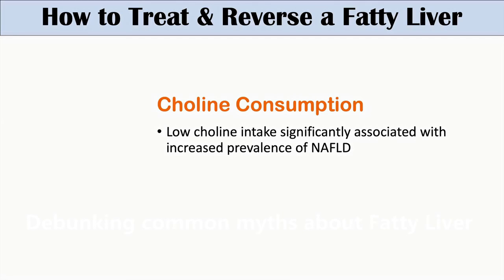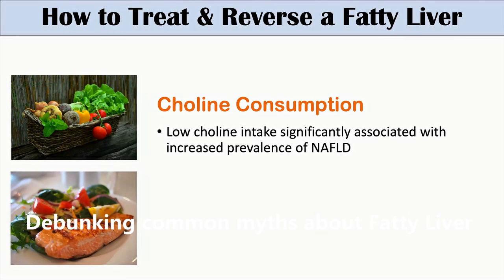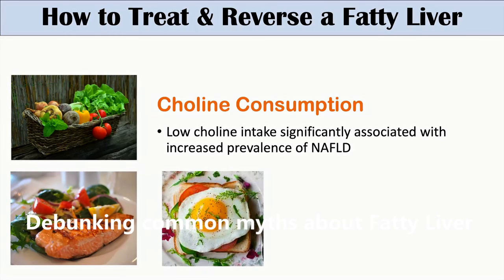And you can get choline from several different sources. Many vegetables have choline. You can get it from fish like salmon, and you can get it from eggs. So again, choline, very important. Low choline intake is significantly associated with non-alcoholic fatty liver disease, so a fatty liver in general. And you can get choline from many vegetables, fish, and eggs. So this ties in with the Mediterranean diet as well.